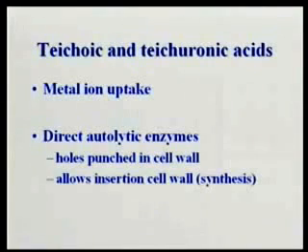Okay, metal ions are positively charged. So what would you need to take up a positive charge? What would you think a teichoic and a teichuronic acid would be? I'll ask you a question: what do you think they would be?